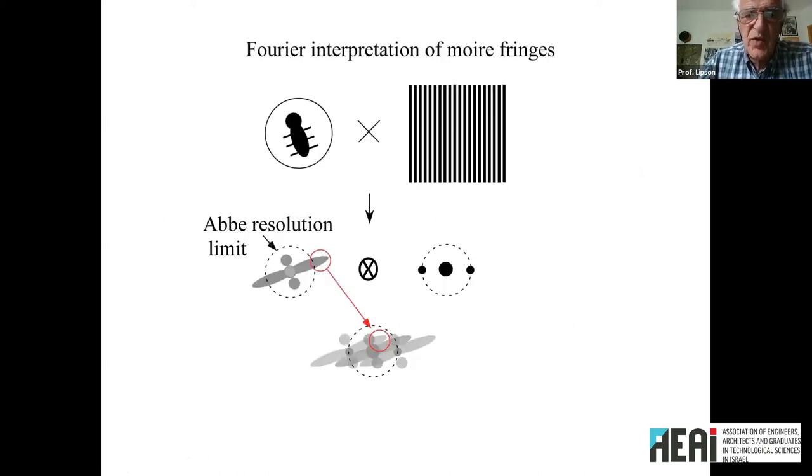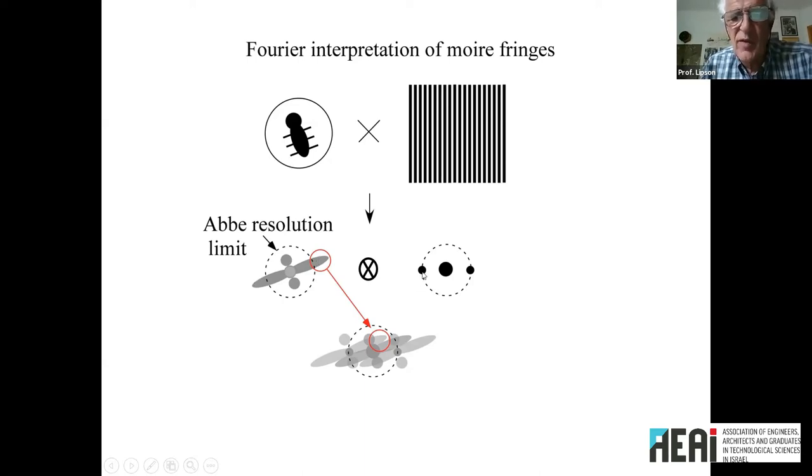And this just shows you how it works. This is an object. We multiply it by this periodic illumination. So this is the picture, its Fourier transform, this gray thing here. There is the Abbe resolution limit, which is the circle. This part of the Fourier transform is outside the circle for the single image.